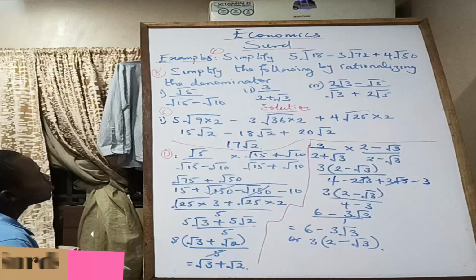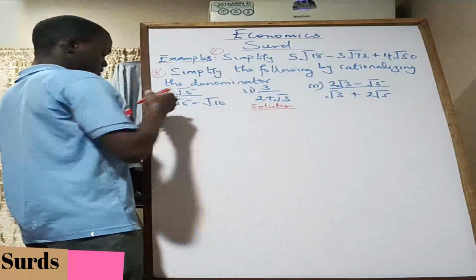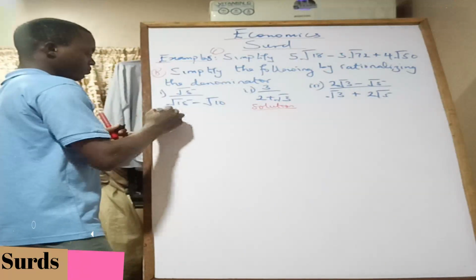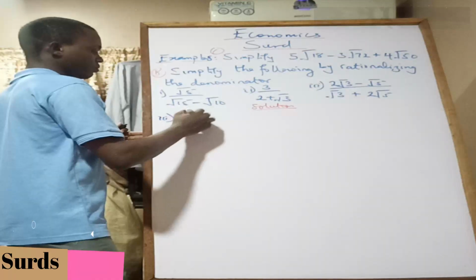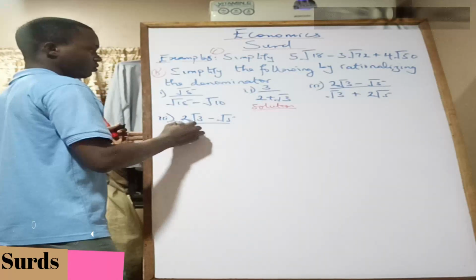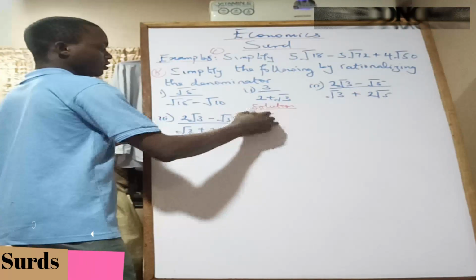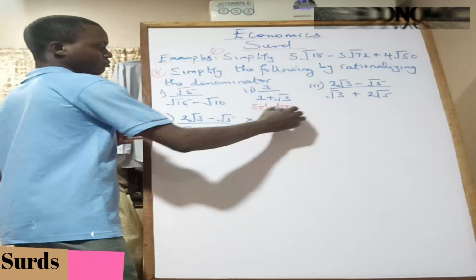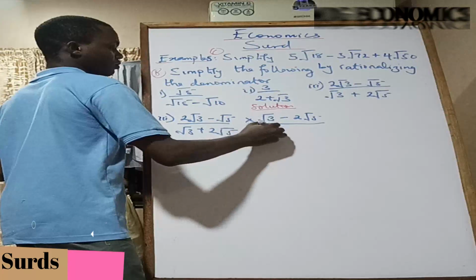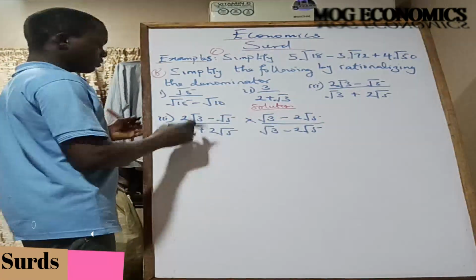Then the last one that is looking a little bit funny. So how do we approach that? (2 root 3 minus root 5) divided by (root 3 plus 2 root 5), multiplied by (root 3 minus 2 root 5) divided by (root 3 minus 2 root 5). So what can we do?